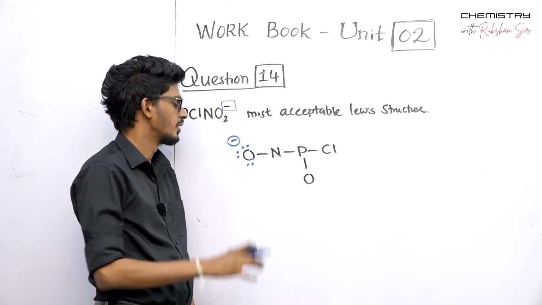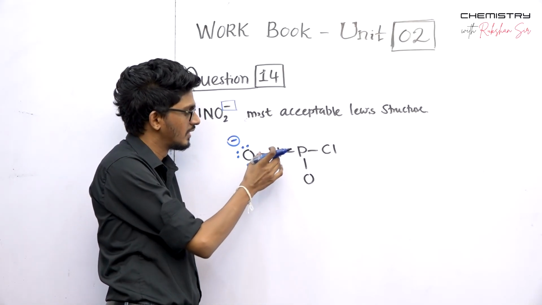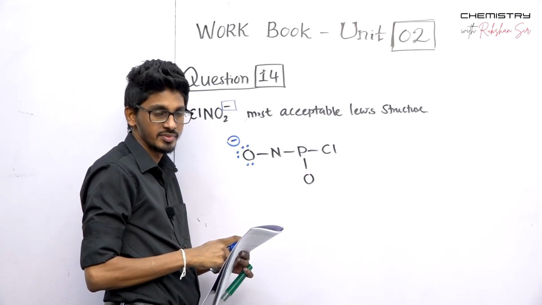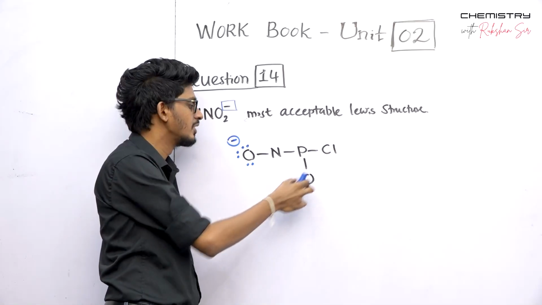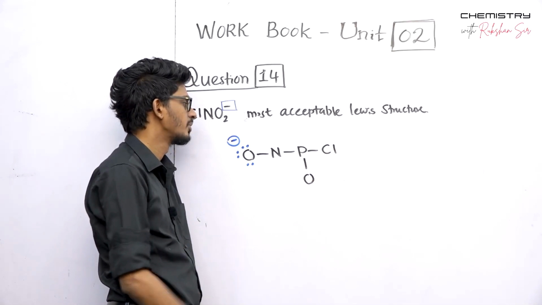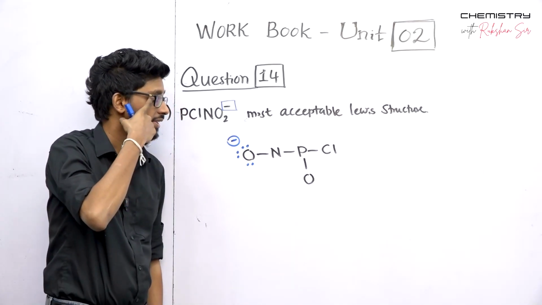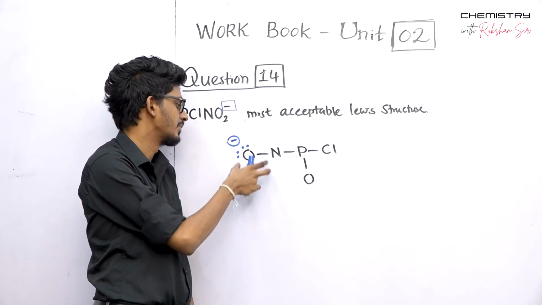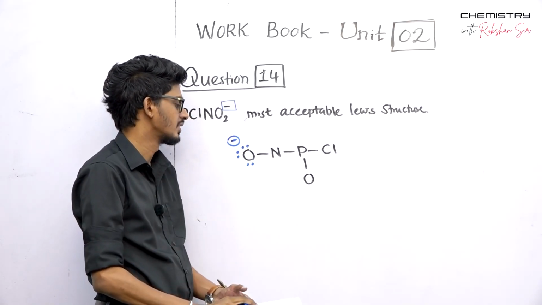Right. So after that, I am supposed to keep all of these atoms in the neutral form. If I can keep all of these atoms in the neutral form, meaning zero charge, then that would be the most acceptable structure I can draw. So I have completed this atom. Then I'll go with this one.